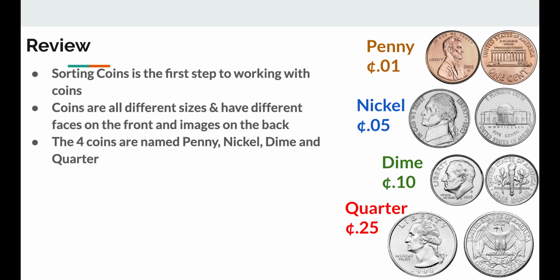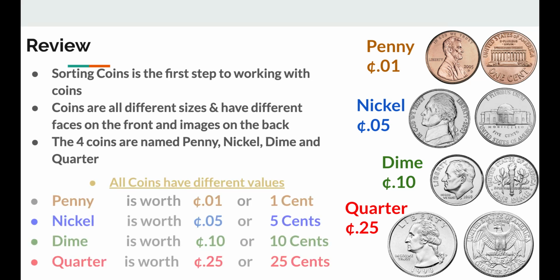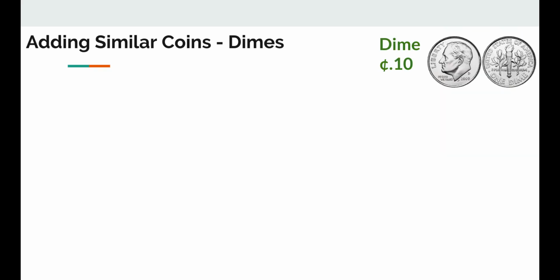And as you know from our previous lessons, sorting coins is always the first step that we're going to use when we're working with coins. And all coins are different sizes. They have different faces on the front and images on the back. And as you said earlier, the penny's worth 1 cent, the nickel 5 cents, the dime 10 cents, and the quarter is worth 25 cents.